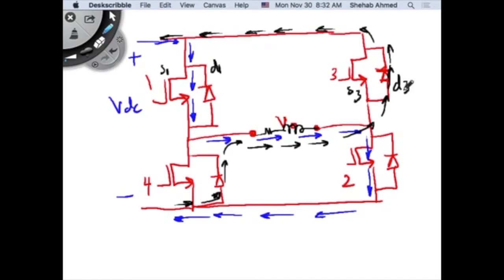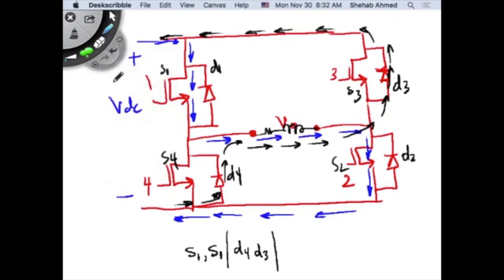S3, D3, S4, D4, S2, D2. So current was flowing in S1 and S2, right? Initially it was flowing through S1 and S2. Then what happened? Then it started flowing through D4 and D3. And then I will turn on S3 and S4, right?